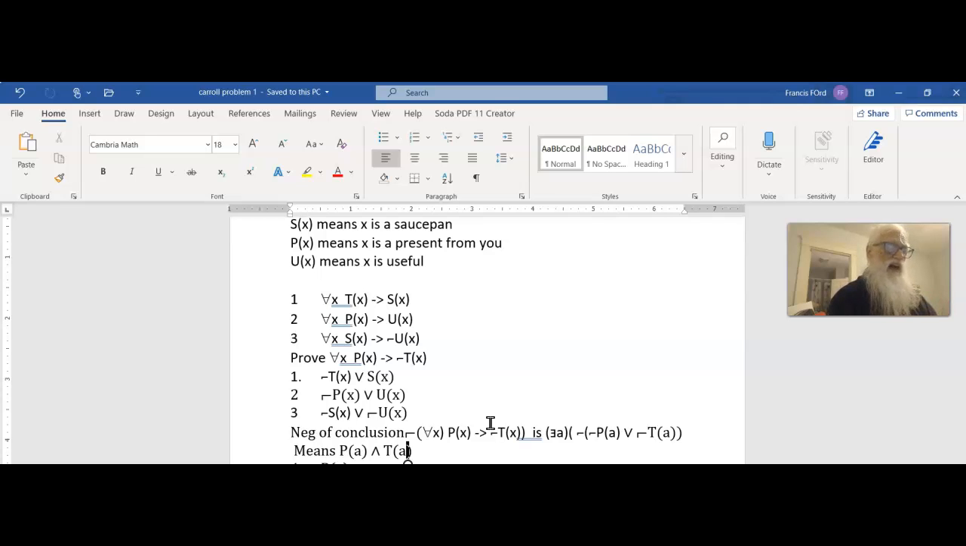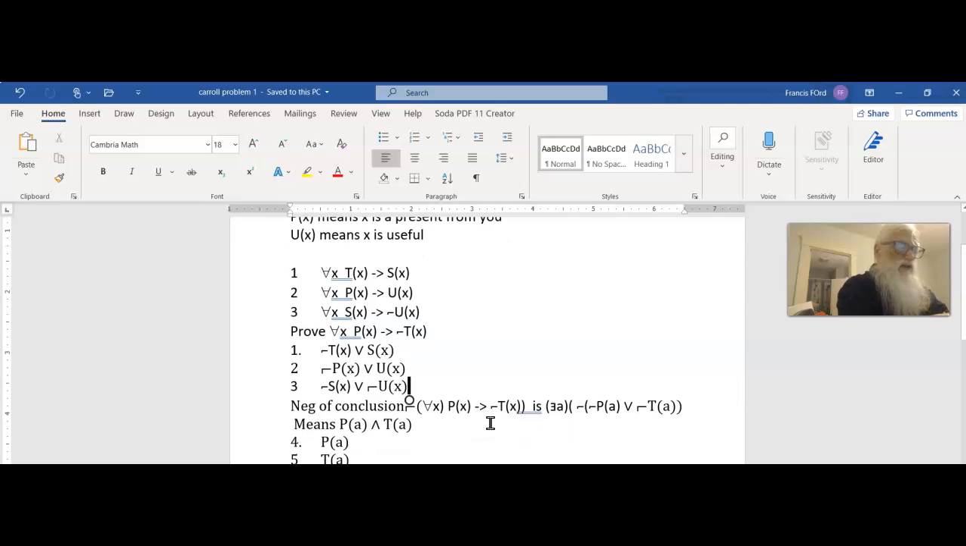And then I just got rid of the quantifier, and I got PA and TA. Now that means that PA and TA are both true. So they're going to go in as separate items in the list. I don't put PA and TA together because I'm saying that both are true, so each one is a separate item in my premises, or my negative of the conclusion.